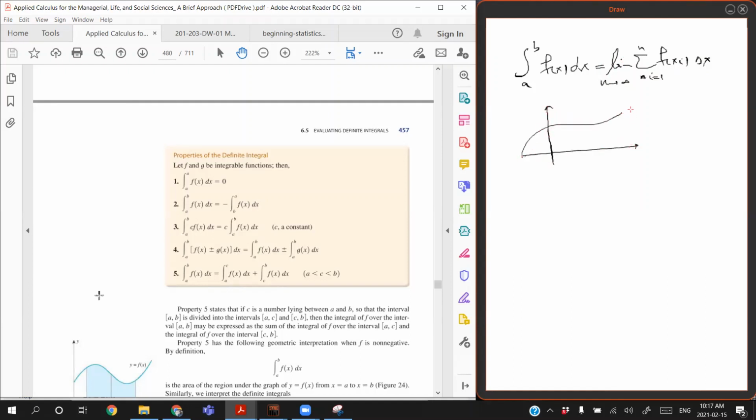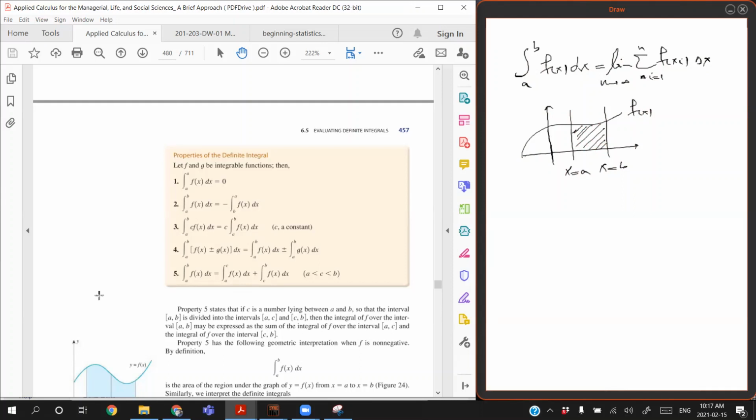If you have a function f of x, and these are the two vertical lines, x equals a and x equals b, and a and b are the limits of the integral, then what we have here is this area.